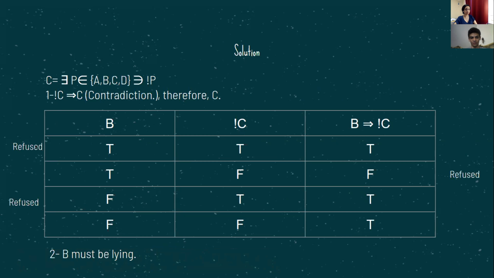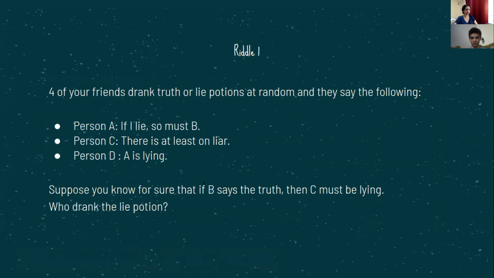So first we know that these two cases are refused, these two rows in which C would be false, but we know that this is not the case. So based on our first conclusion, we can exclude the first and the third rows, and so it's either this or that. But we also know that B entails not C, so that's our basic premise: if B said the truth, then C must be lying.